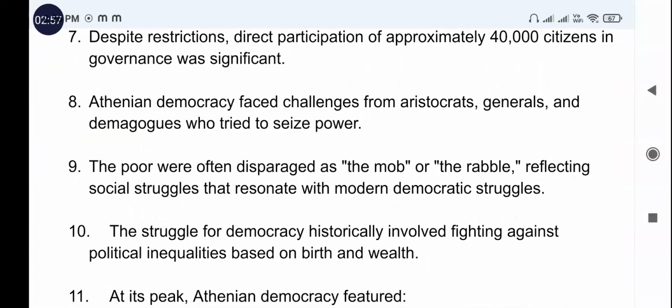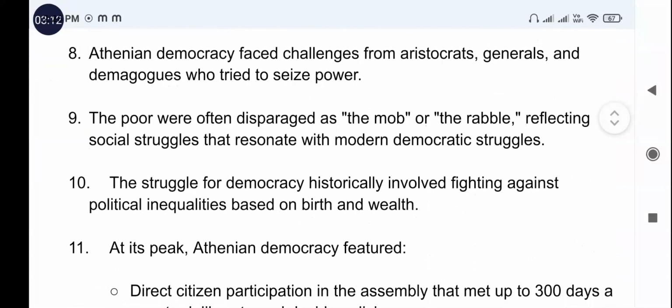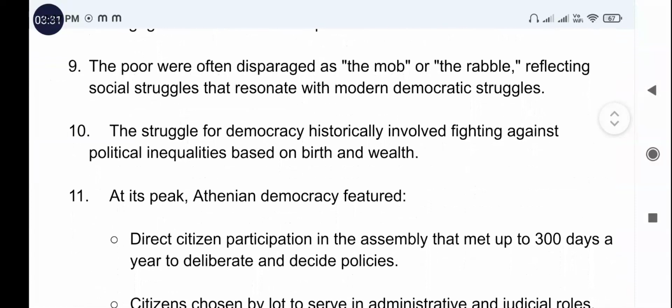It faced challenges from aristocrats, generals and demagogues, meaning populist leaders, who tried to seize power and sabotage democracy. The poor were often described as the mob or the rabble, a word with a negative connotation, like rowdies, reflecting a social struggle that resonated with the modern democratic struggle.